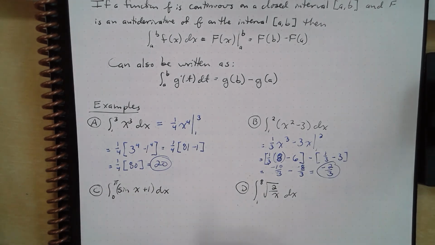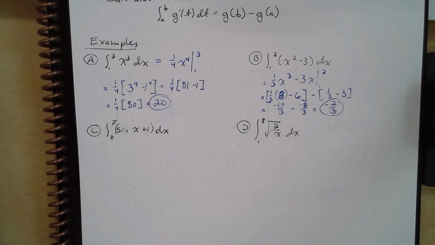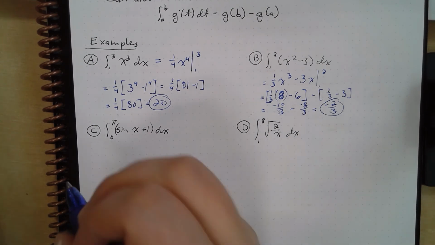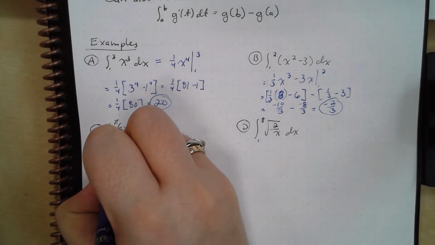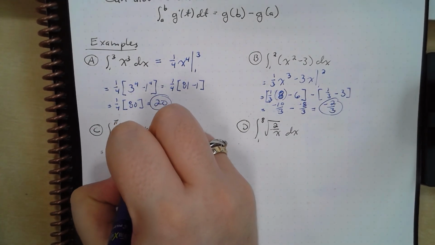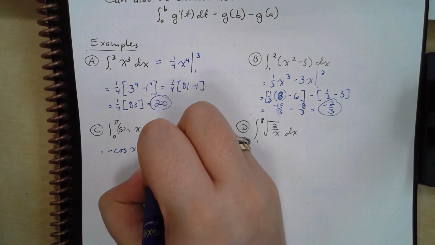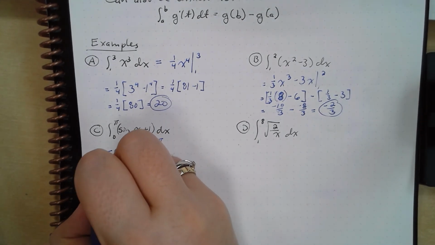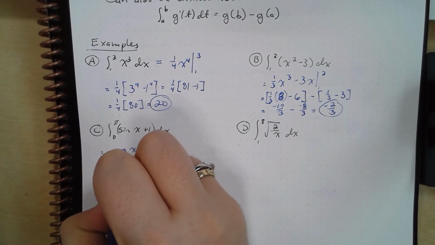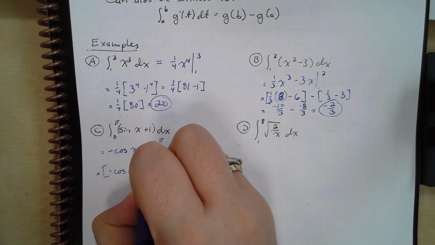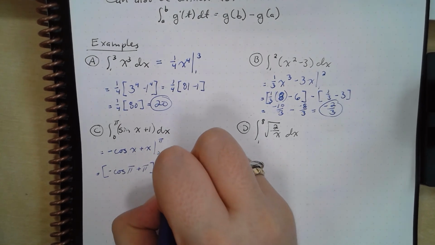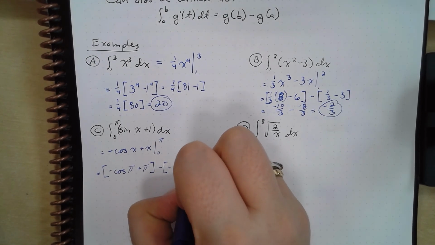All right. Let's do a trig one. The integral from 0 to pi of sine of x plus 1 dx. Well, the integral of that is going to be the negative cosine of x plus x, evaluated from 0 to pi. So we're going to have negative cosine of pi plus pi, minus negative cosine of 0 plus 0.